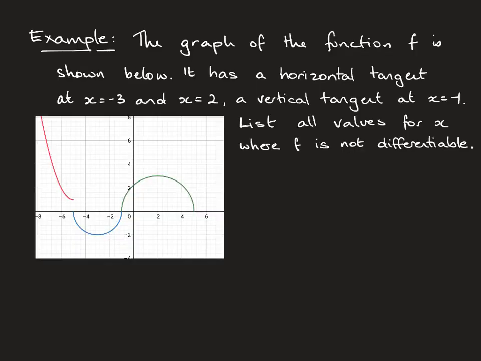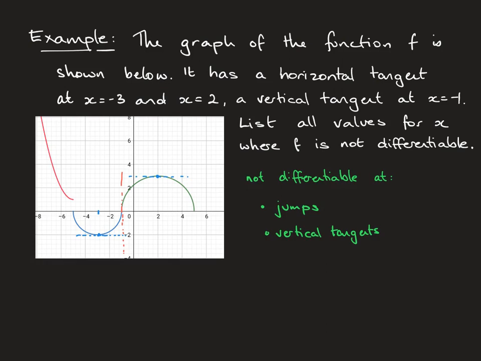So let's look at an example. The graph of the function f is shown below. It has a horizontal tangent at x equals minus 3, which is here. It also has a horizontal tangent at x equals 2. So there's x equals 2. And it has a vertical tangent at x equals minus 1, so it's got a vertical tangent here. List all values for x where the function is not differentiable.